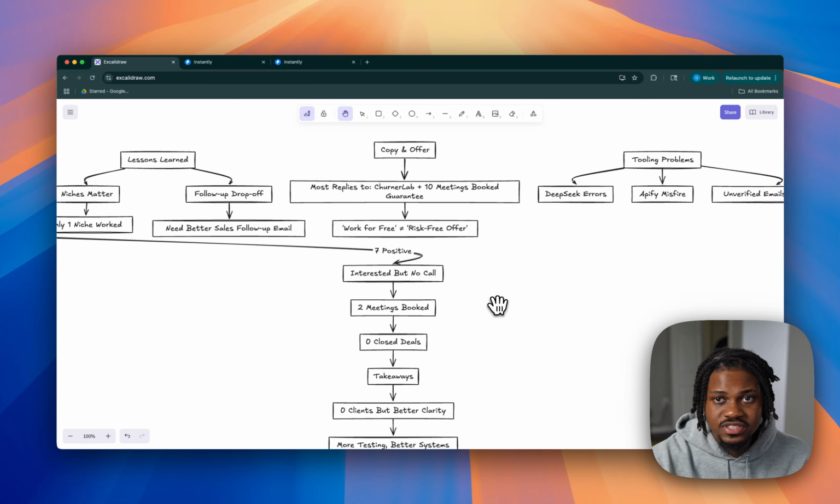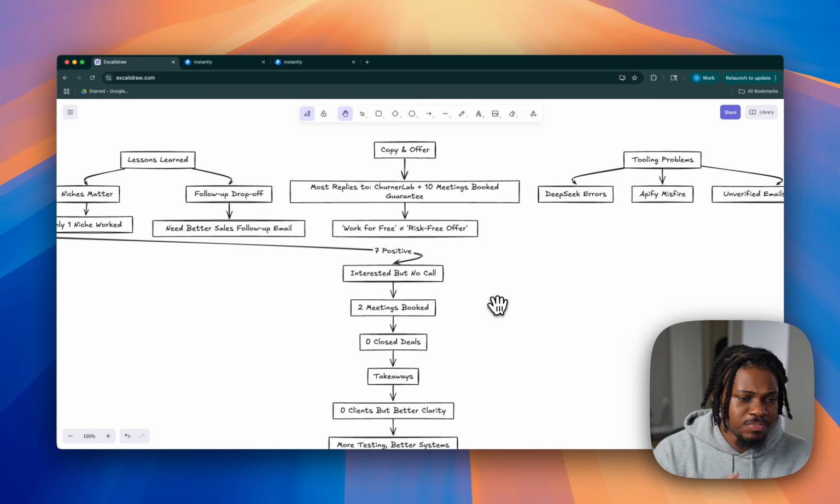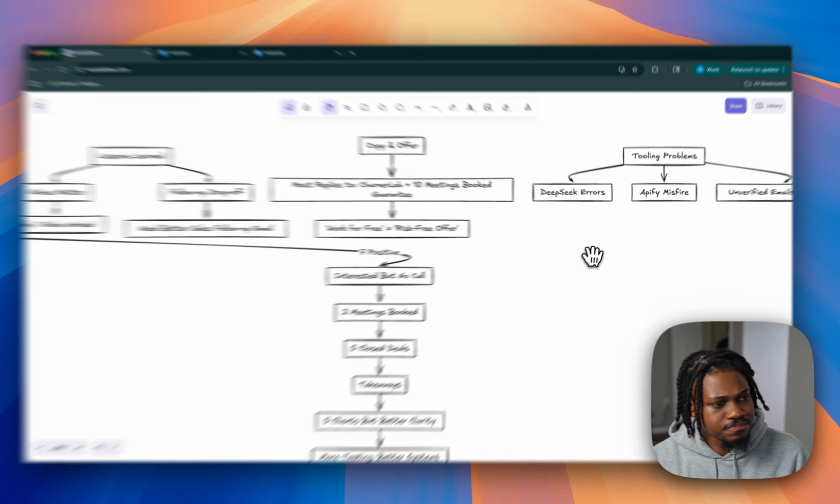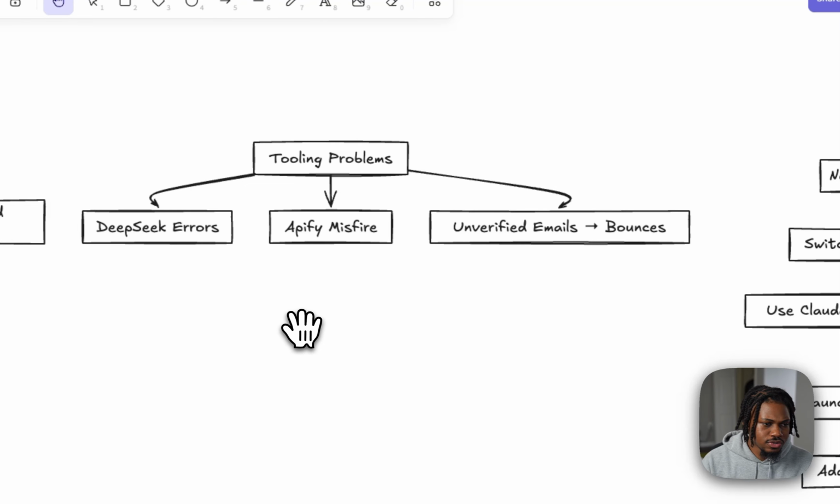So, again, next time, make sure that I understand the niche, make sure that the copy is very good with all the historical copywriting techniques, and then make sure that that offer is a banger. Okay, let's talk about the tooling, the infrastructure, right?